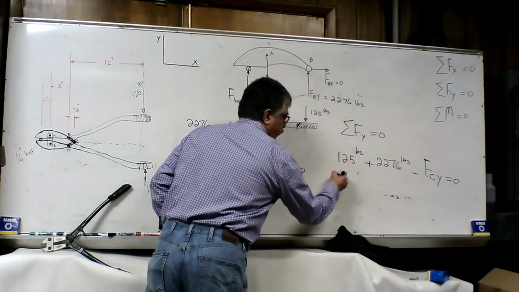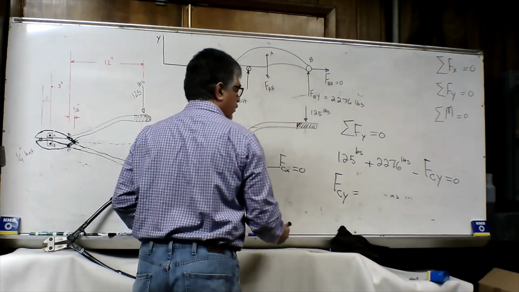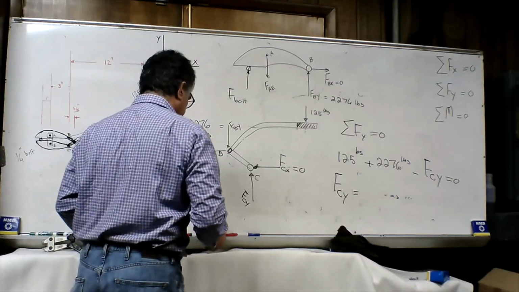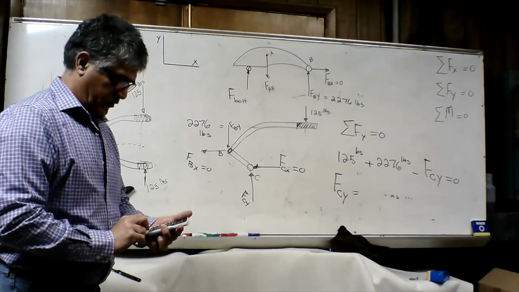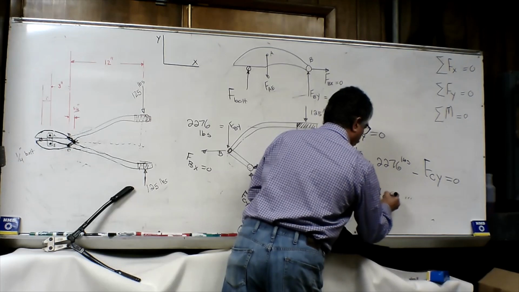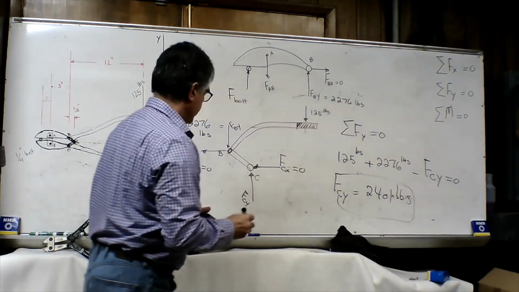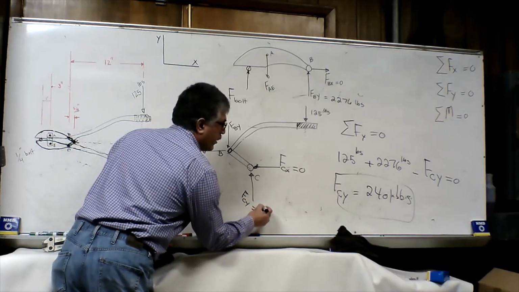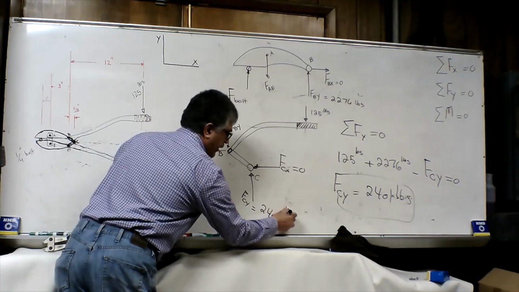So the force at point C in y direction will be equal to 2276 plus 125, is equal to 2401 pounds. So this force will be 2401 pounds.